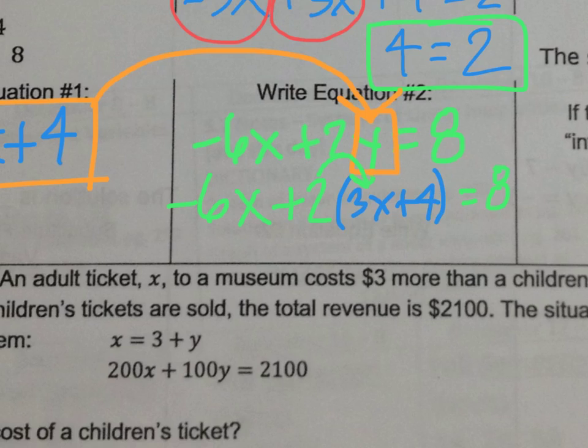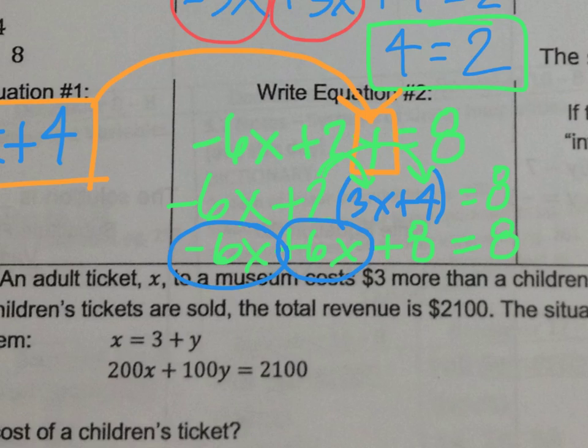Positive 2 times positive 3x is a positive 6x. Positive 2 times a positive 4 is a positive 8. Bring down the negative 6x, bring down equals 8. And now we need to combine our like terms. So negative 6x plus 6x. Well, again, negative 6 plus 6, that's 0, so our variable will cancel out again.